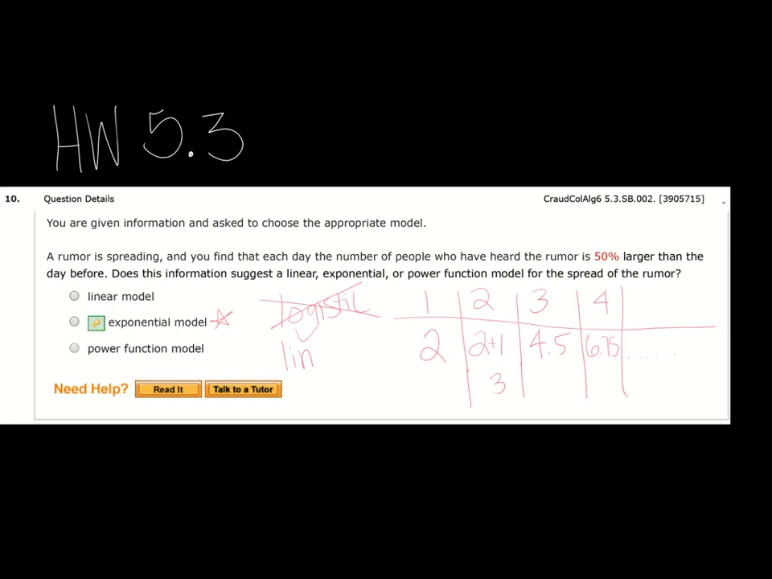It's not linear, because that would be like just adding one person every day or every unit of time. And you can see that's not what's going on here. From day 1 to day 2, I added one person, but from day 2 to day 3, I actually added 1.5. And then the next time I added 2.25. It kept going in that way where it's increasing every day. So it's absolutely not linear. The slope is not constant.